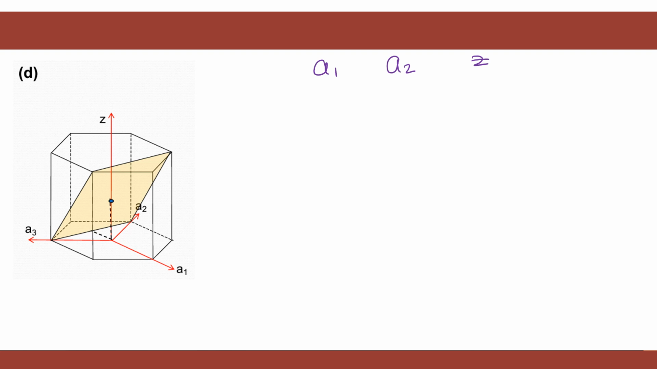A1, where it is cutting A1. What's that? A1, where it is cutting here, isn't it? It's negative half. Agree? A2, 1. Z is half. See, it's a slanted one. You need to imagine three-dimensionally. So it's cutting here. It's given actually. That's halfway, the Z. Then you take the reciprocal.